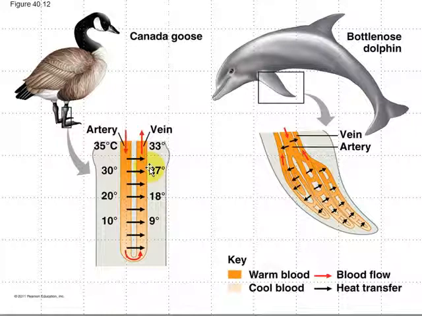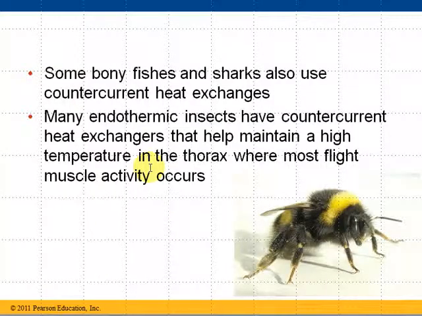Some bony fishes and sharks also use countercurrent heat exchange. And what's also interesting is that a lot of endothermic insects have countercurrent heat exchange in the middle portion of their body, in the thorax, and they are using it not to get rid of heat, but to maintain heat and keep it in the middle portion of their body, because most of the muscle activity in this little bumblebee occurs in his thorax, and it's more helpful if that area is warmer. It allows the muscle activity to be more efficient.